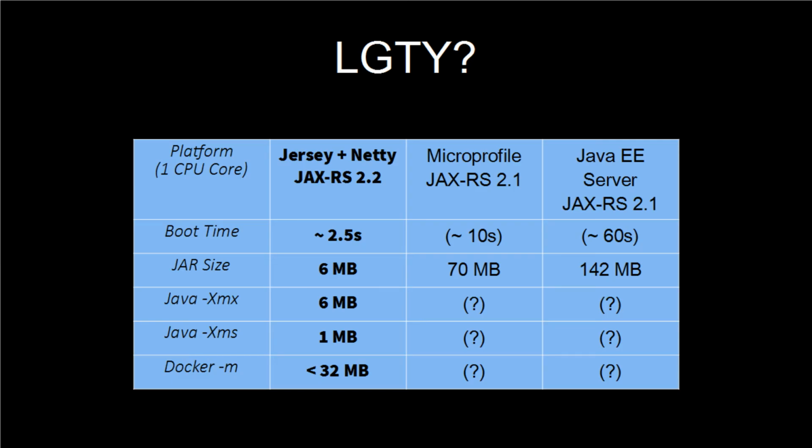Here are the numbers I talked about earlier, and I hope they look good to you. What we see here is that I have measured the boot time, the jar size, the amount of limited memory you need to run this, the amount of limited stack you can run on, and the amount of Docker space I provided for my application. And in the bold column, you see my actual Hello World application, which was Java SE, Jersey 2.30 preview, Netty, and JAX-RS 2.2.